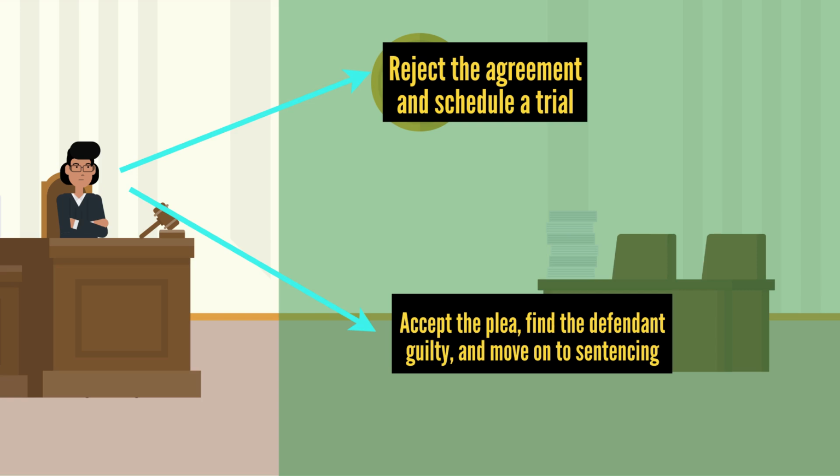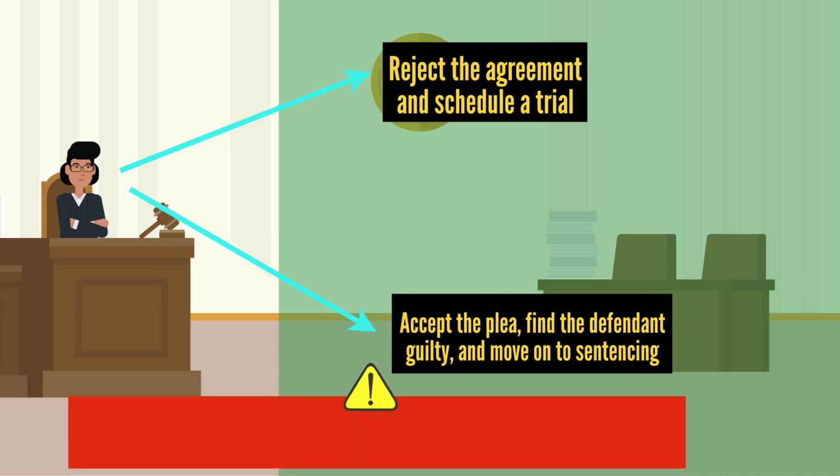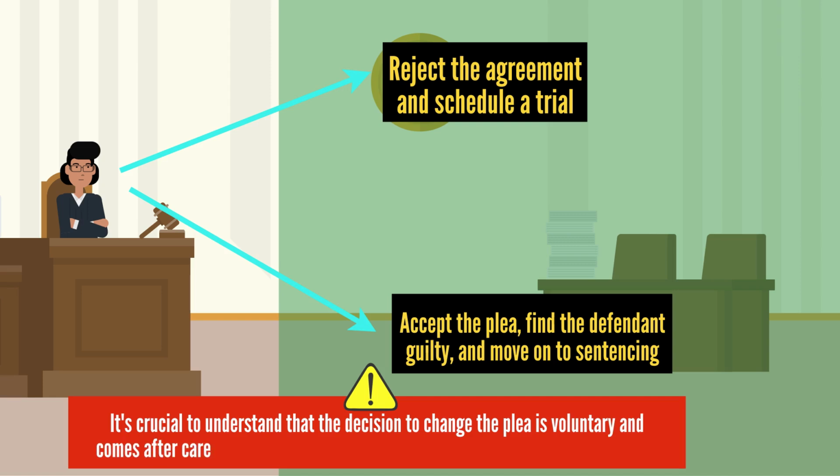The court then proceeds to sentencing based on the agreed terms in the plea bargain. It's crucial to understand that the decision to change the plea is voluntary and comes after careful thought about the legal consequences and potential outcomes.